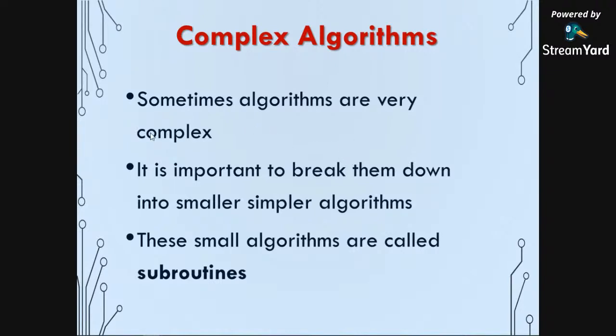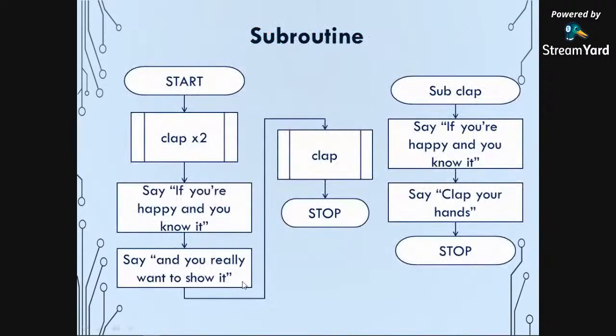It is important to break them down into smaller, simpler algorithms, and these smaller algorithms are called subroutines. And as I've said before, we've talked about the idea of subroutines. So here's a subroutine over here called clap, which is, if you're happy and you know it, clap your hands. That is your clap sub, right? And it's going to have clap times 2.